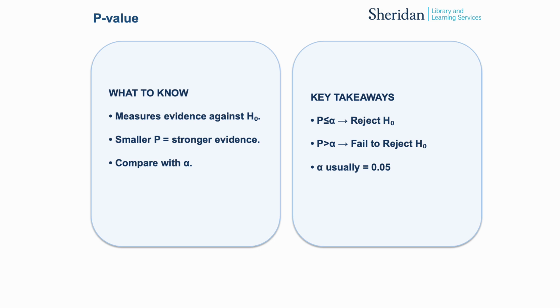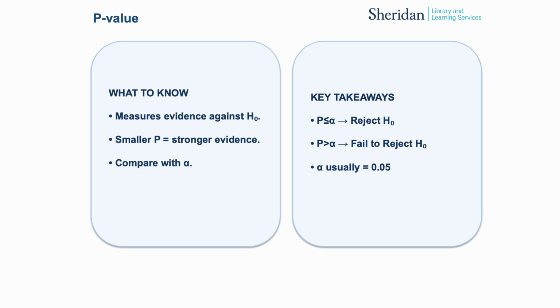This leads us to the decision rule. We always compare the p-value with the significance level, which is represented by the Greek letter alpha. In most business statistics courses, alpha is 0.05 unless the question tells you otherwise. The decision rule is actually very simple. If the p-value is less than or equal to alpha, we reject the null hypothesis. If the p-value is greater than alpha, we fail to reject the null hypothesis.